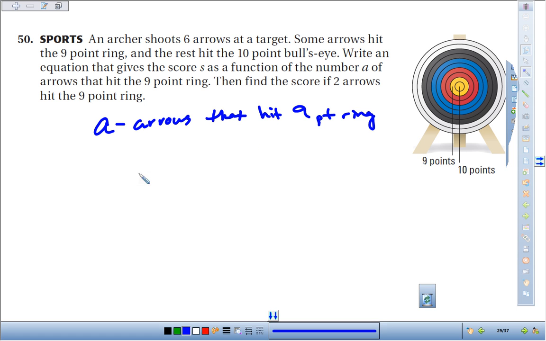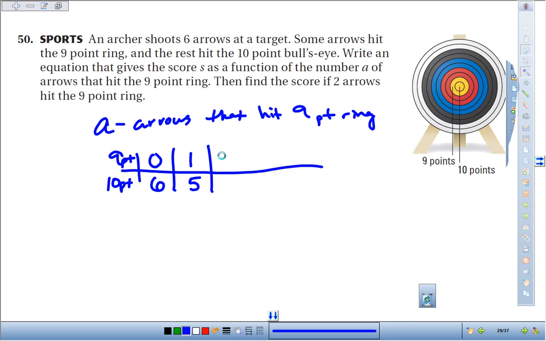So sometimes I think what helps on this one is making a little table of values. Let's call this my 9-point rings and this my 10-point rings. Now we know that all 6 arrows hit these two things. So if somebody said, well, I hit 0 9-pointers, then I have to hit 6 10-pointers. And if I hit 1 9-pointer, well, then I hit 5 10-pointers. And if I hit 2 9-pointers, I hit 4. But what about if I hit 6 9-pointers? Well, then I hit no 10-pointers.